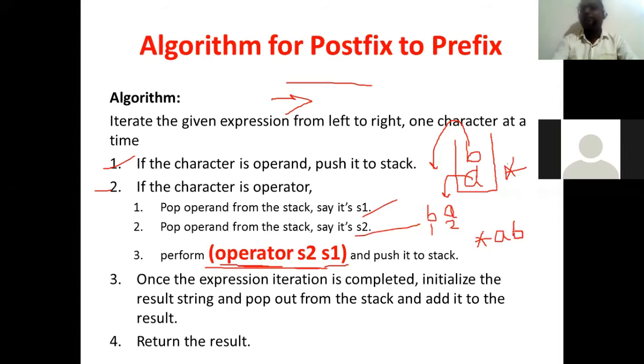So likewise, we have to pop two elements and concatenate the string, and whatever result you get, that is multiplication A B. So again, you have to push this string into the stack. A is removed and B is also removed. So now what have you put in the stack? Multiplication A B. It is one complete string, one complete operand. Don't consider multiplication as different, A as different and B as different, not like that. Consider it as one complete operand.